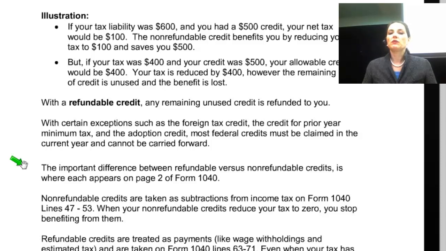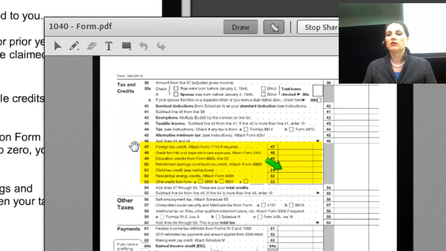The important difference between refundable versus non-refundable credits is where each appears on page 2 of Form 1040. Non-refundable credits are taken as subtractions from your income tax on Form 1040, lines 47 through 53. So I'm just pulling over to the 1040 here. You can see line 47 is where we start to take credits, beginning with the foreign tax credit. We claim them all the way through line 53 and then total them up on line 54.